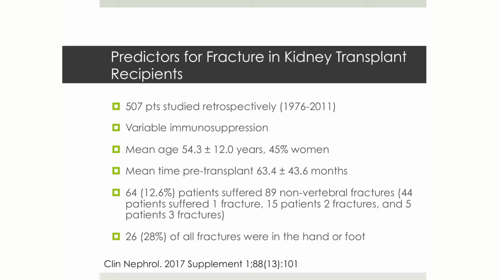When they looked at risk factors for fracture in kidney transplant recipients, and this is a 507 patient study, unfortunately going over an extremely long period of time during which immunosuppression type changed dramatically, 1976 to 2011. The mean age, 54 years with 45% women. Mean time pre-transplant was 63 plus or minus 43.6 months.